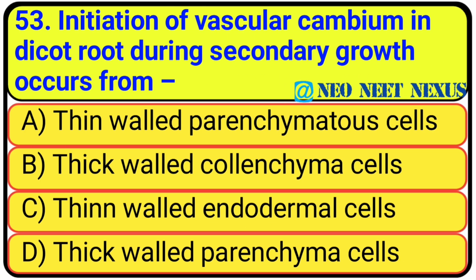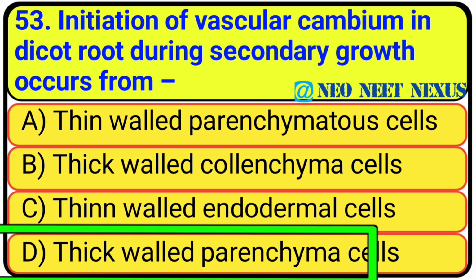Next, initiation of vascular cambium in dicot root during secondary growth occurs from A. thin-walled parenchymatous cells, B. thick-walled collenchyma cells, C. thin-walled endodermal cells, D. thick-walled parenchyma cells. Correct answer is option D, thick-walled parenchyma cells.